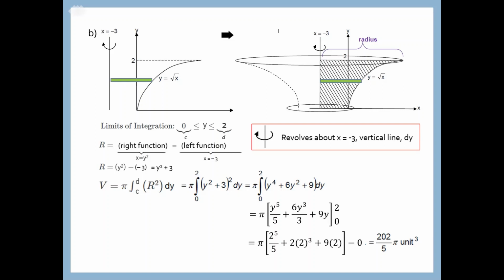Integrate y to the power of 4 is y to the power of 5 over 5. Integrate 6y squared is 6y to the power of 3 over 3, and integrate 9 is 9y. Substitute both limits of integration into the answer and simplify. You will obtain 202 over 5 pi units cubed as the final answer.